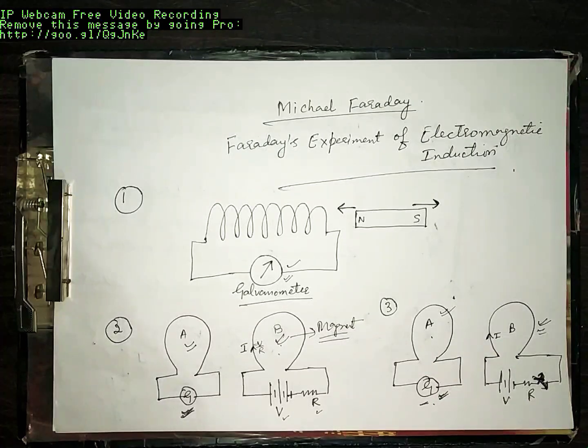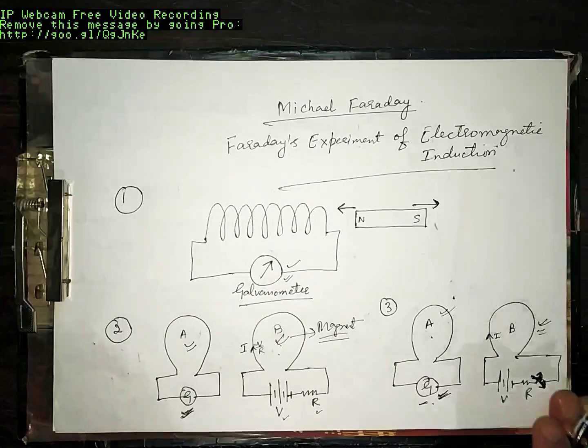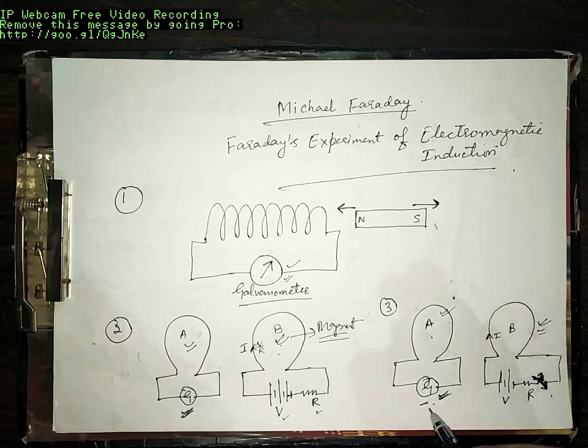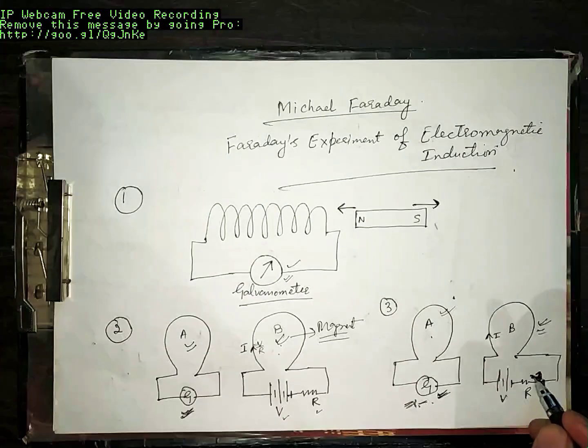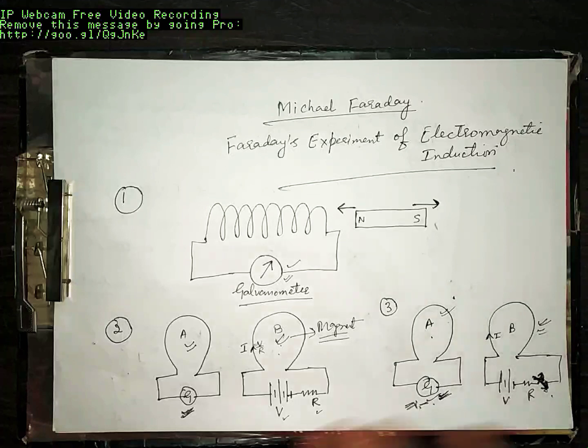How could you explain all these things? We'll come to that in the next class. Initially, when the switch was closed, this galvanometer showed deflection. Now the switch is completely closed, and this is not showing any deflection. This showed deflection only at the time instant you close the switch. Now the switch is closed, and this is not showing any deflection.